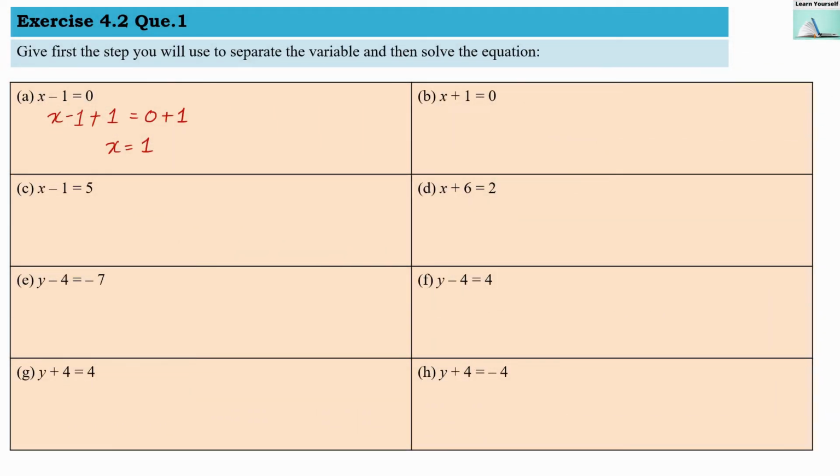So first numerical, we have already seen it. Now let us start from second numerical. B, x plus 1 equals to 0. Let us first solve all the numericals and understand it, then I'll show you how to write it in a notebook. So x plus 1 equals to 0.